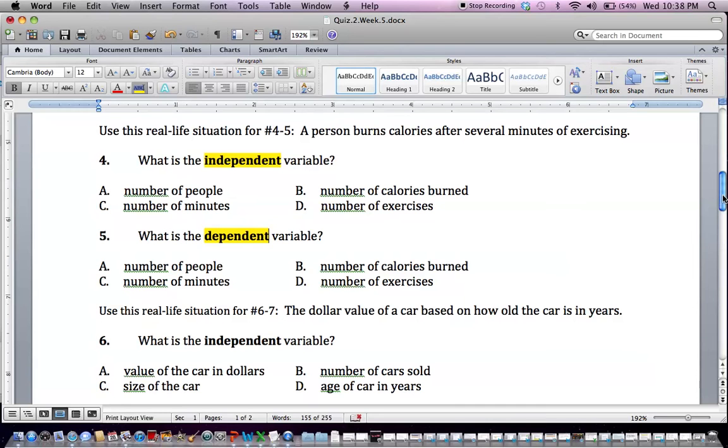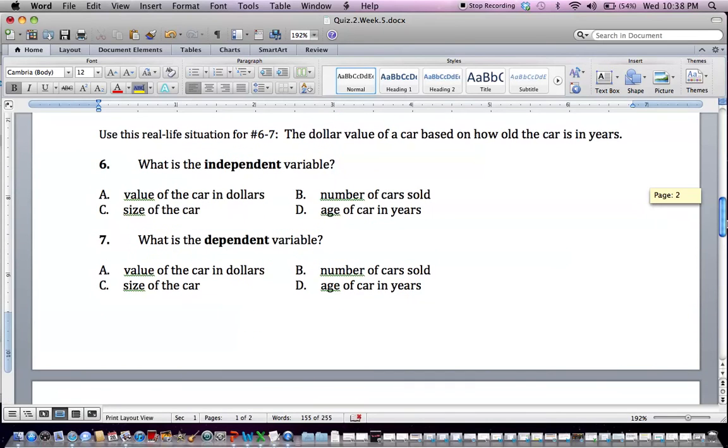Number 6. Use this real life situation for number 6 and 7. The dollar value of a car based on how old the car is in years. Remember we went through and underlined the nouns to help us, so if you need to do that, please feel free. What is the independent variable? Look for the independent variable one more time.